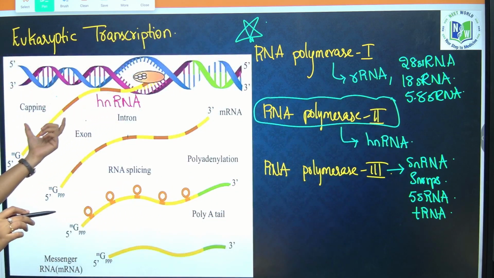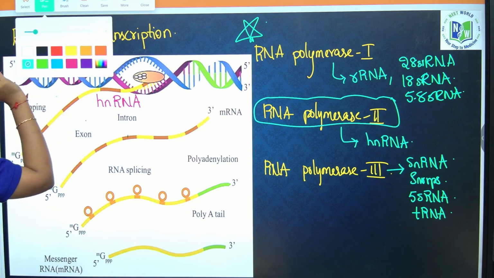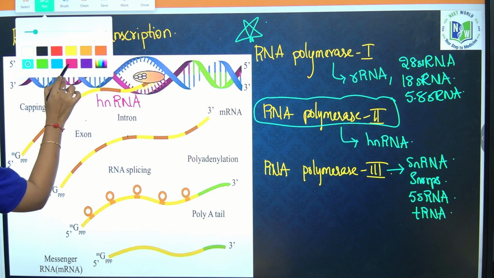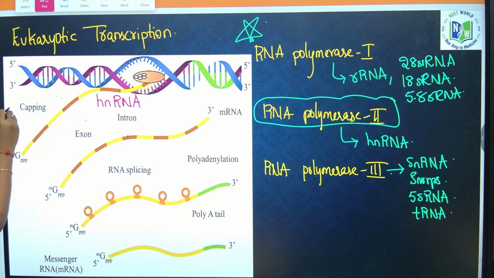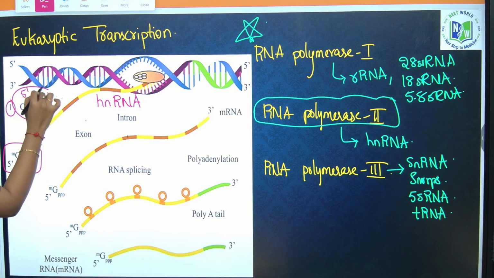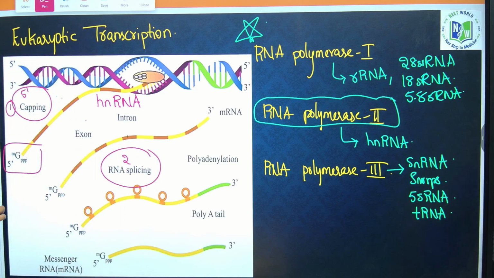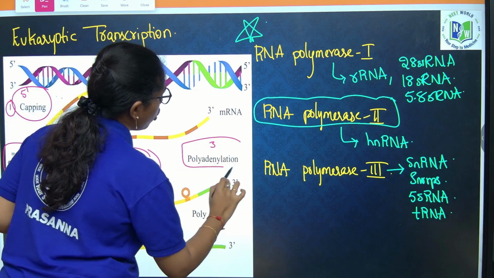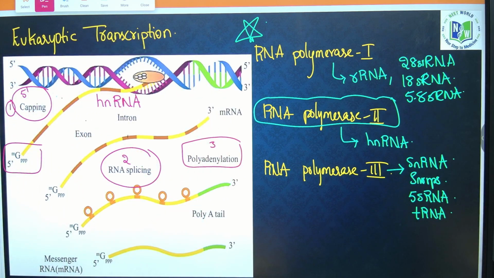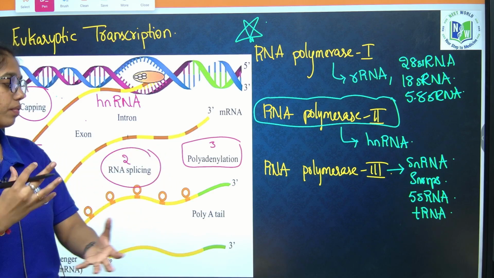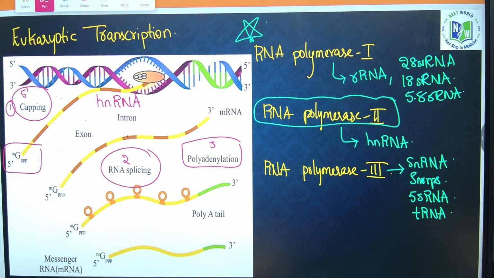Once the hnRNA is synthesized, 3 important post-transcriptional steps happen. One is 5' capping. Second is RNA splicing. And third is formation of the polyadenylation tail. Why is there a requirement of 5' capping and 3' polyadenylation? We will do that first, then we will discuss RNA splicing. First, 5' capping: what is added over here? 5-methyl guanosine.